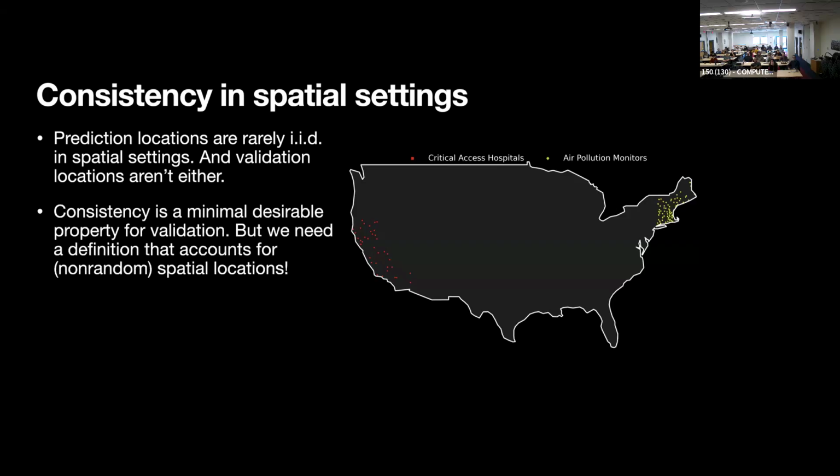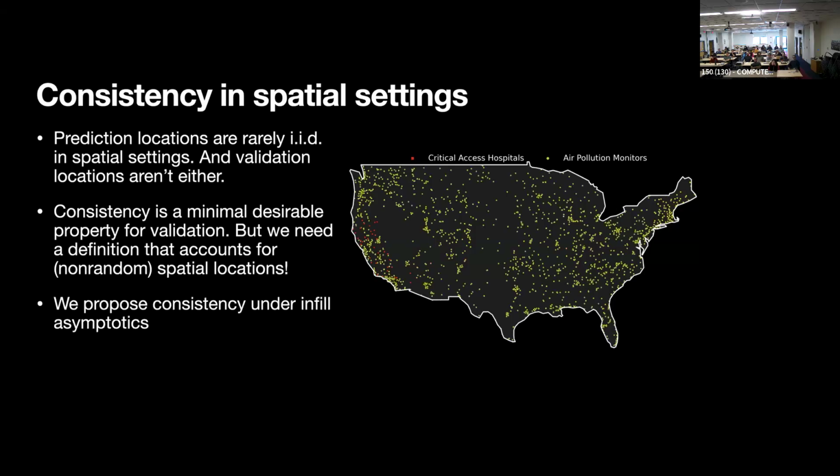So we had this idea of consistency from a previous slide, which I think is a minimal desirable property when you're going to do validation. If you get enough data, you should be able to estimate things well. But in these spatial settings, we need a definition that accounts for this non-random spatial location. So we need to adapt our definition to make more sense. Because if we were to just get more samples, like I've now shown in New England, we still wouldn't necessarily estimate the error any better in California.